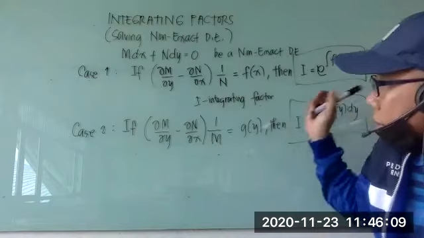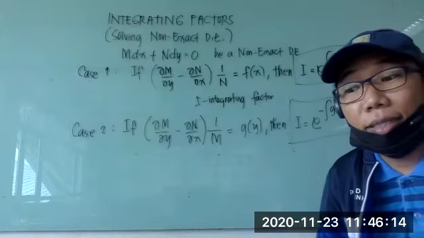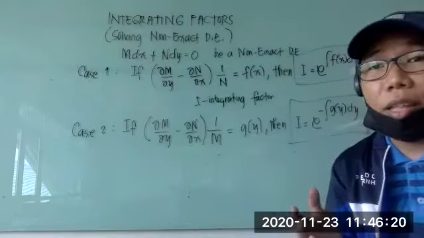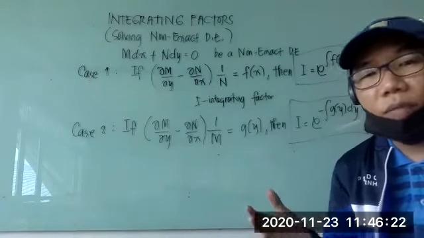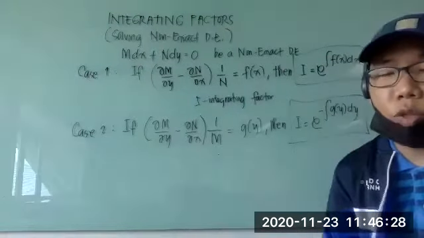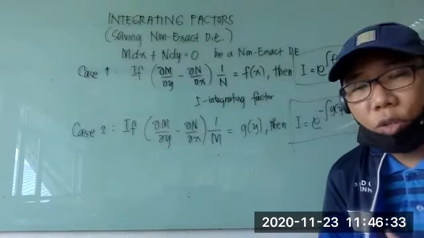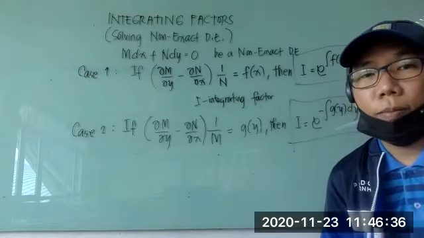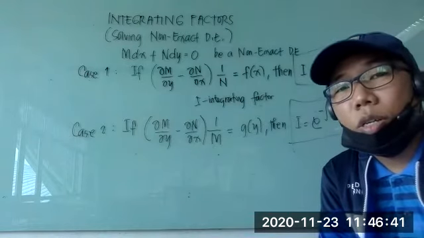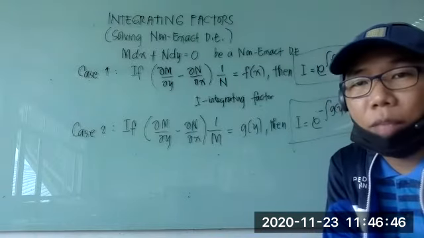Any questions so far? None? So the idea for this one is we determine the integrating factor, we multiply the integrating factor to the non-exact DE, and that DE will become an exact equation. Once it becomes exact, we can utilize the shorthand method to determine the solution. So you don't need to follow the steps to solve an exact equation. We use the shorthand method.